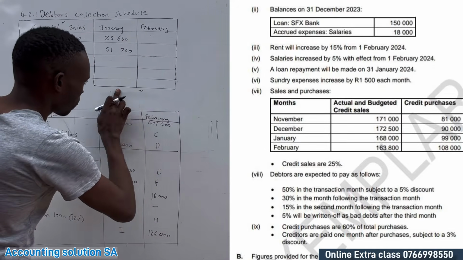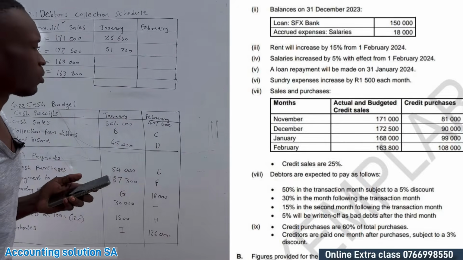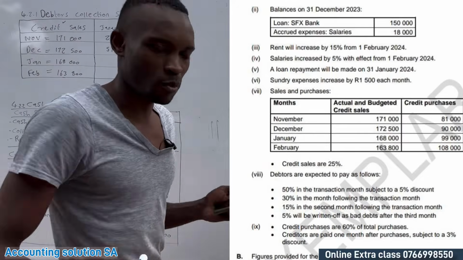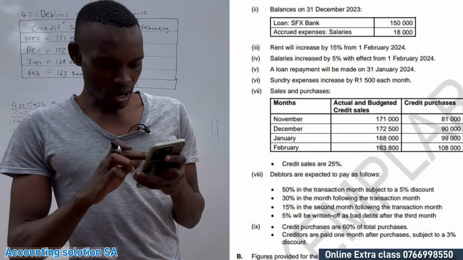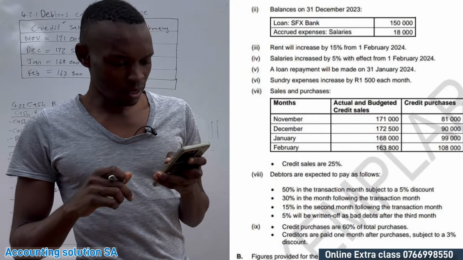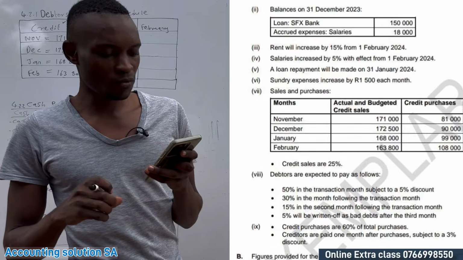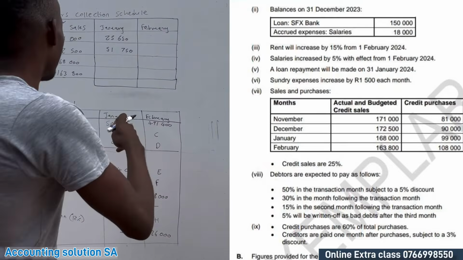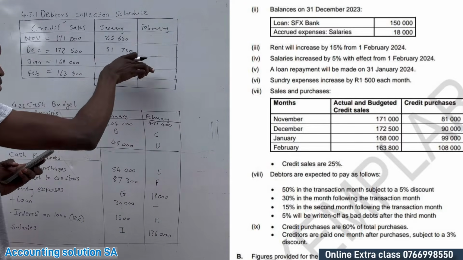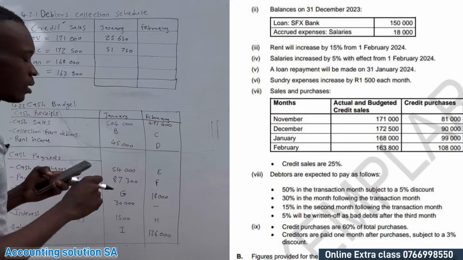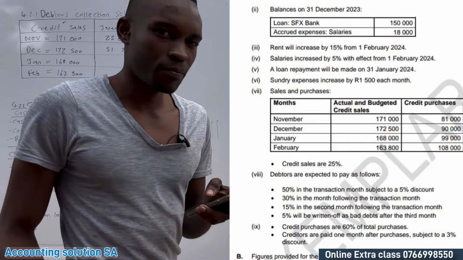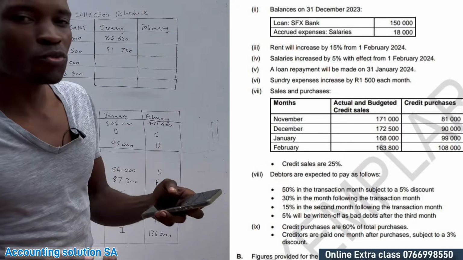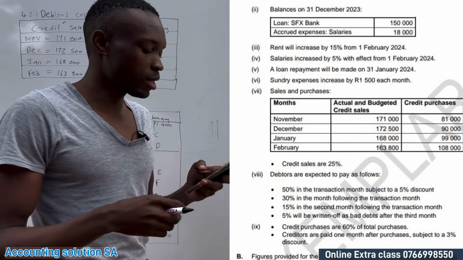Okay, now we have to proceed with our collection schedule, because we already know those percentages, and these figures were given, we don't have a problem with it. Now let's check the following information. Debtors are expected to pay as follows. Because we already have credit sales, now we can figure out these totals. Remember, debtors are people who purchase from us on credit, and we have to collect that cash in a different form.